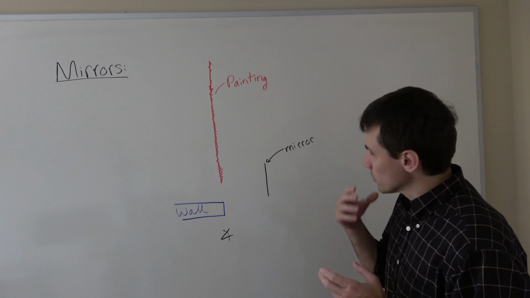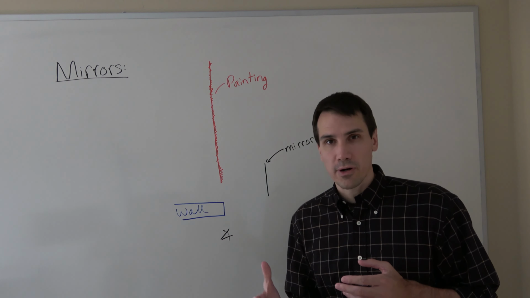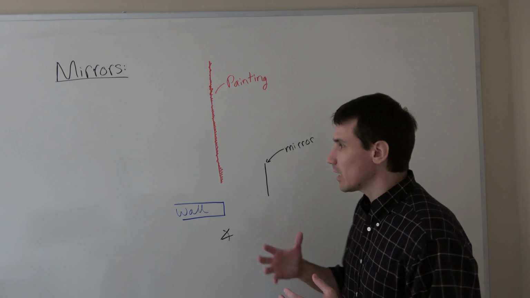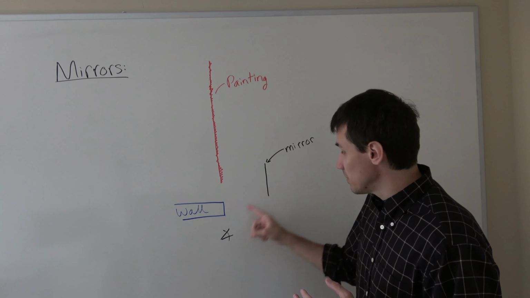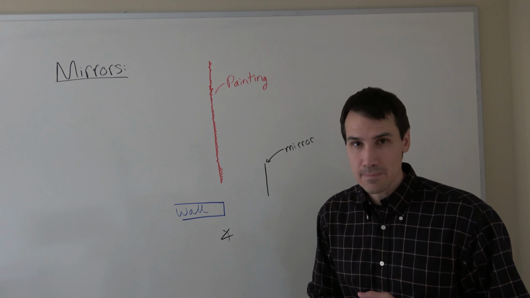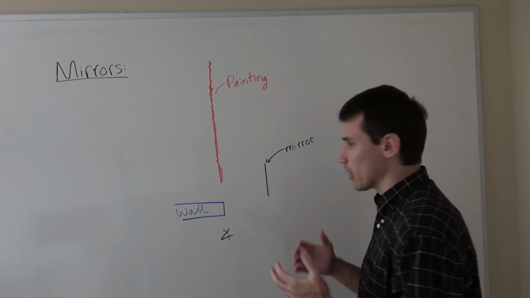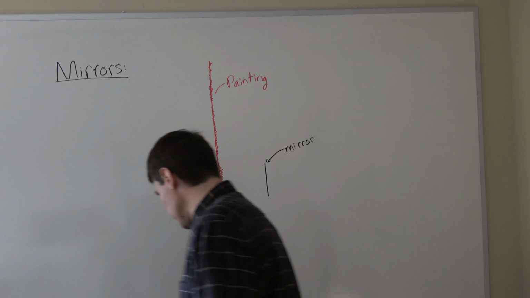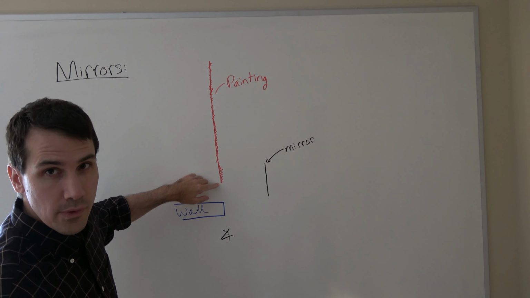Now, our restriction is that in order to be able to see a part of the painting, there must be light that can come from the painting, bounce off the mirror, and then hit your eye. Okay, so let's just try one part of the painting and see if that works. So let's try the very bottom of the painting here.